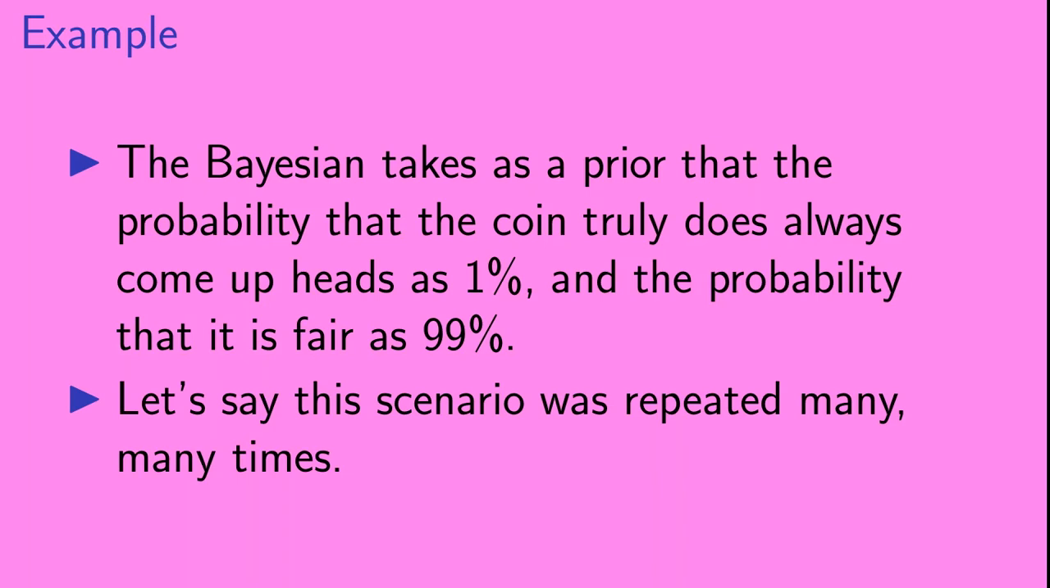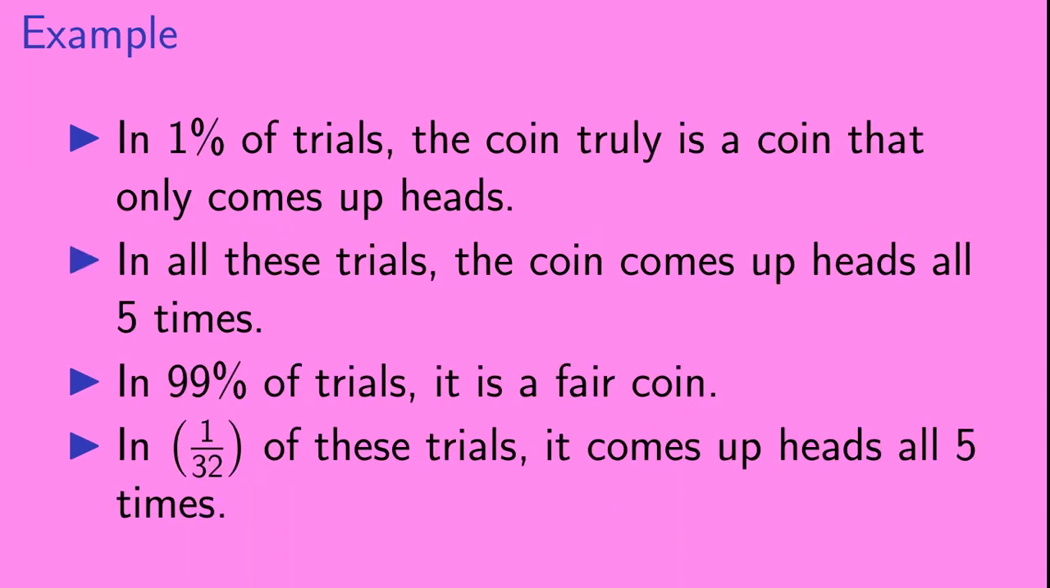Let's say this scenario was repeated many, many times. In 1% of trials, the coin truly is a coin that only comes up heads. In all of these trials, the coin comes up heads all 5 times. On the other hand, in 99% of trials, it is a fair coin. In 1/32 of these trials, it comes up heads all 5 times.